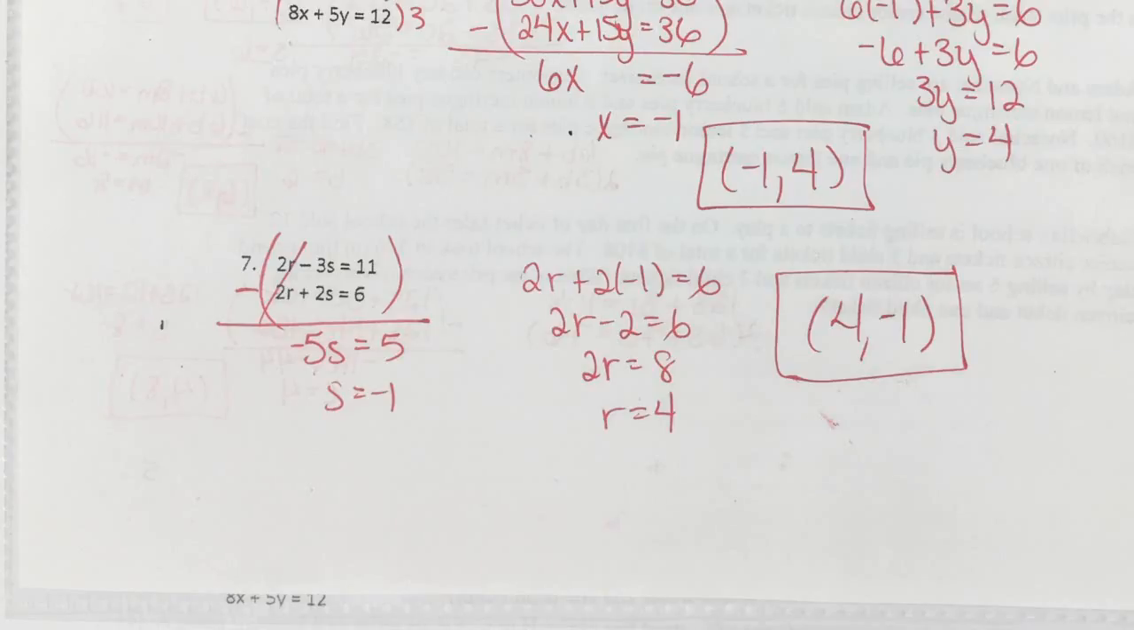Which one? 4 was 3, -1. And 5 was an infinite solution.